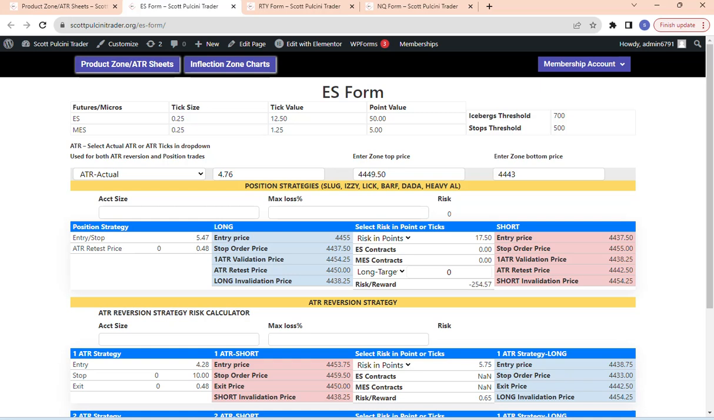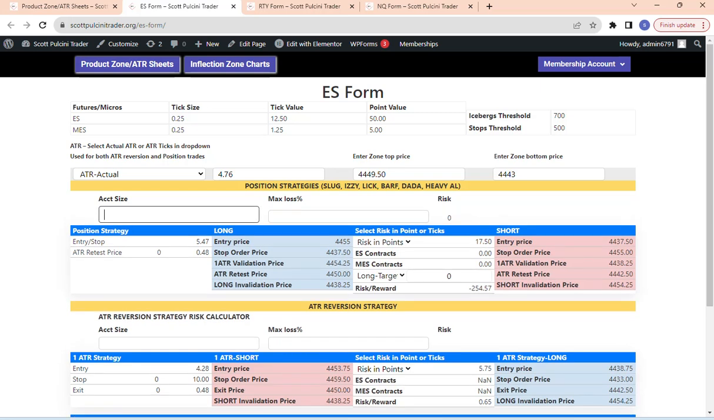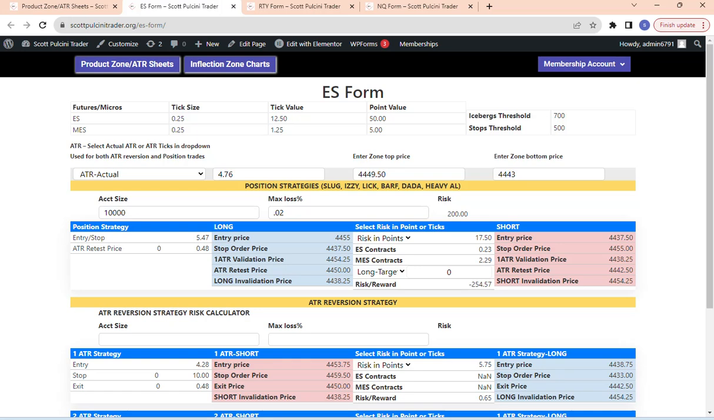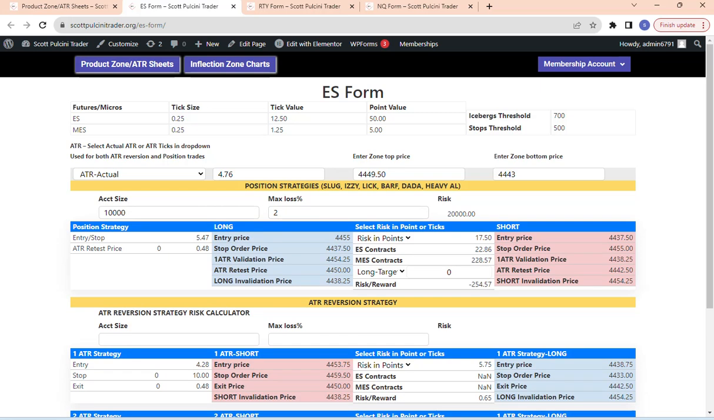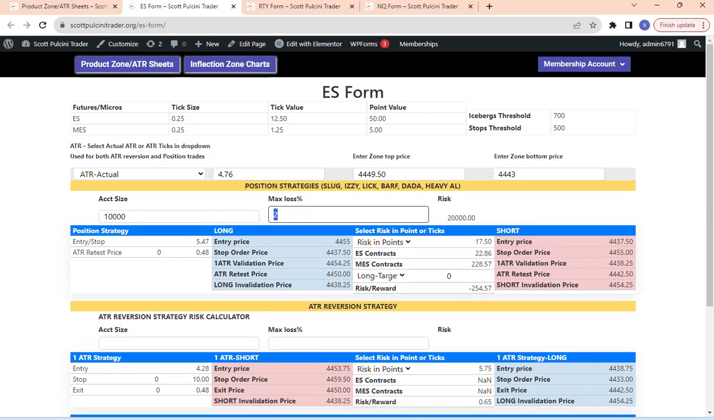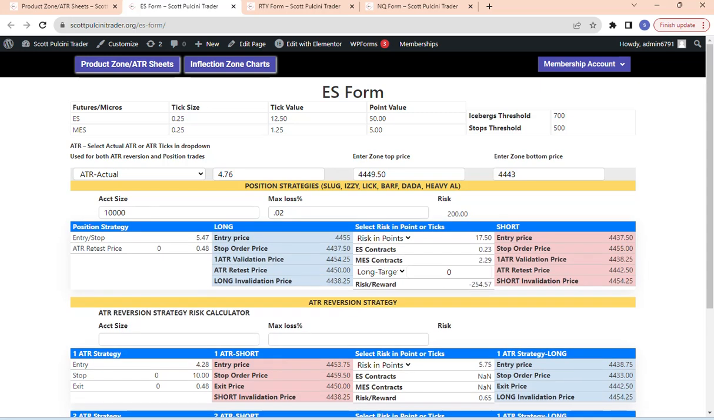The other thing you want to do is put your account size in. So say you're trading a $10,000 account, put in your account size. You put in your max loss percentage. What I tell traders all the time, the most you should be risking on an individual trade is about 2%. So you put in 2% as a decimal. Don't put it in as 2, because that'll be like 200%. So put it as a decimal, 0.02. That shows me for this type of account, I only want to be risking $200 on each individual trade. You can see here, everything will populate for you.